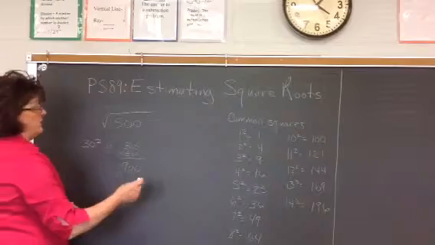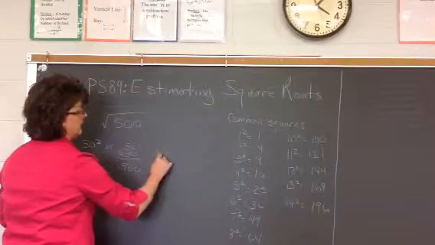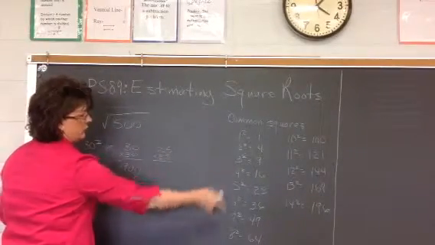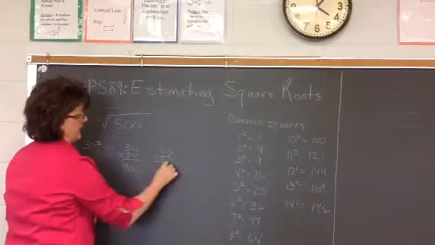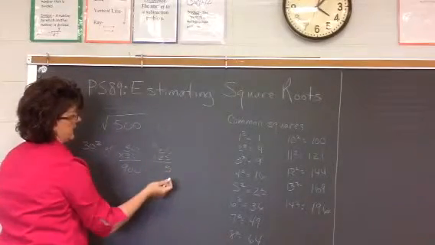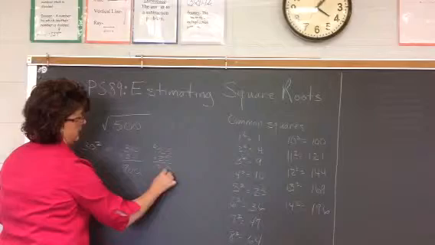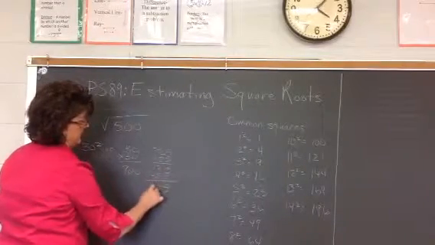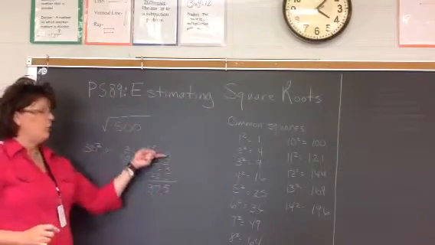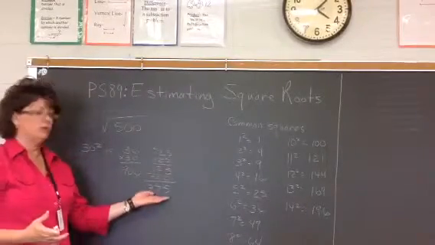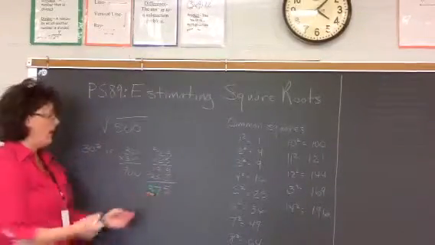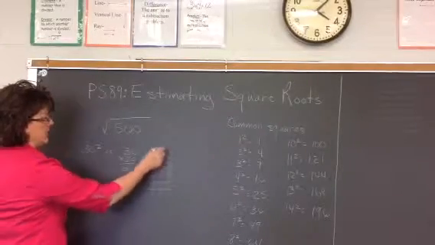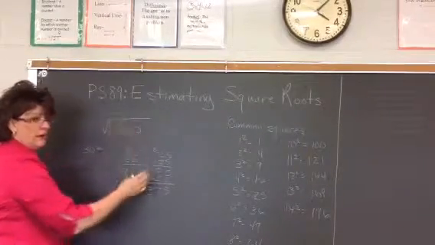I'm going to back it down. I'm going to try 25. I'm just trying it for size. I wish I would have put it on my chart so I could just write the answer down. But I get 25 times 25, add those up, that's 375. I need to go up. I know now that I'm somewhere between 25 and 30.